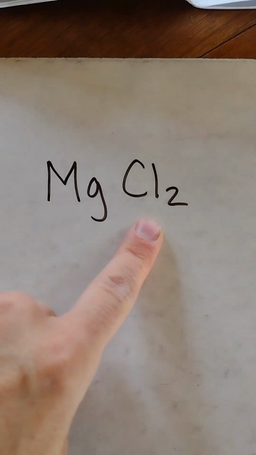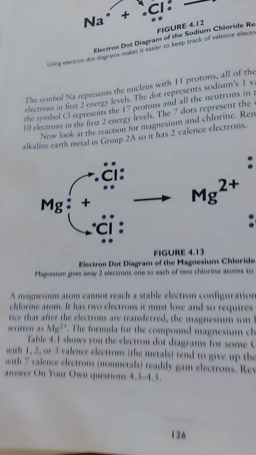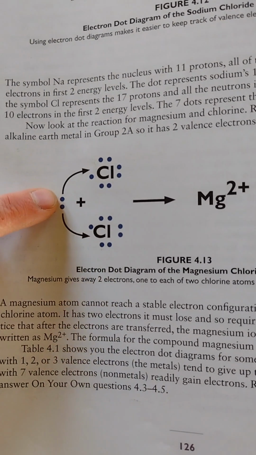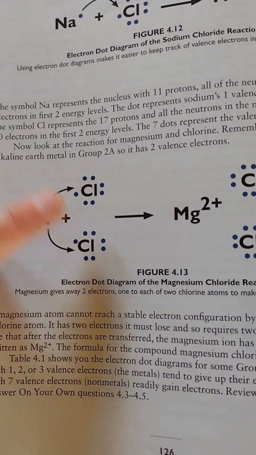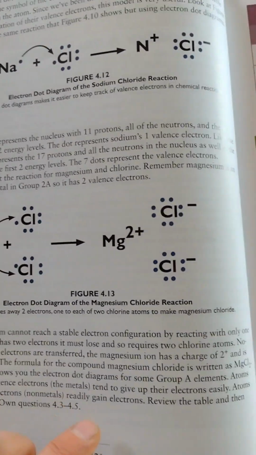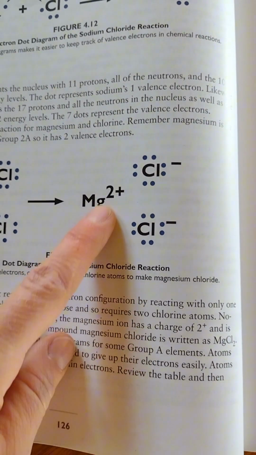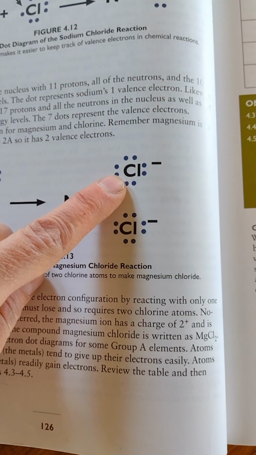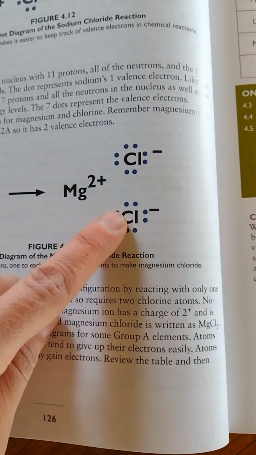And then this next dot diagram in your book shows magnesium chloride. So there's 2 chloride atoms for every 1 magnesium atom. And this is kind of how it goes. The magnesium is giving away 2 electrons, and each chlorine is taking 1 electron. And so the magnesium becomes positively charged by 2 because it's lost 2 negative electrons. And the chlorine becomes negatively charged because it's gained an electron and gained an electron.